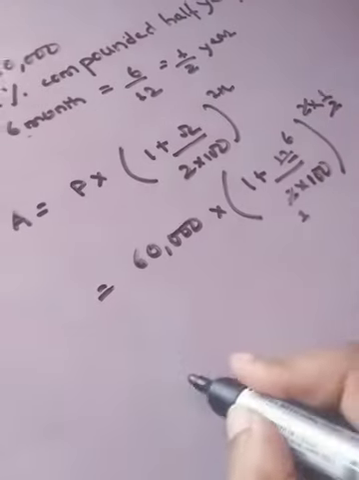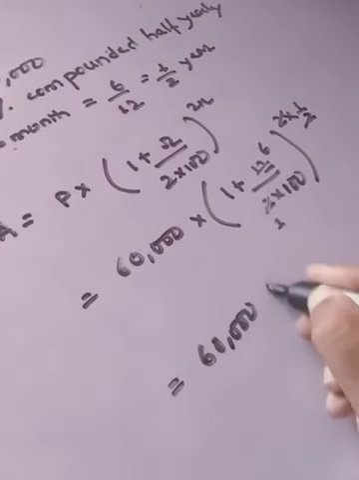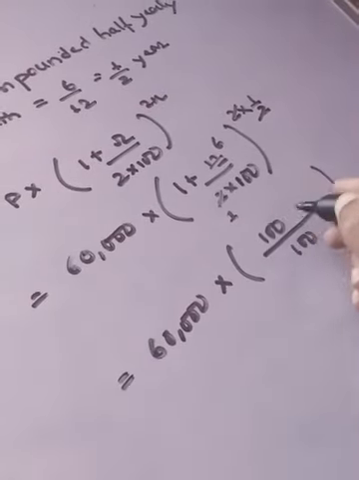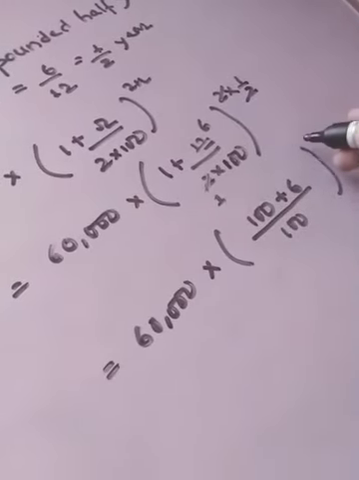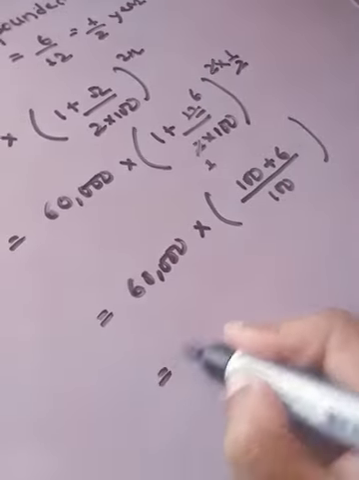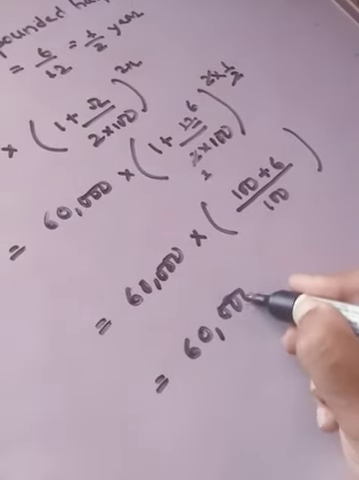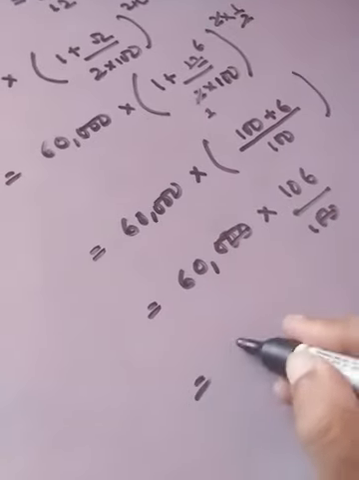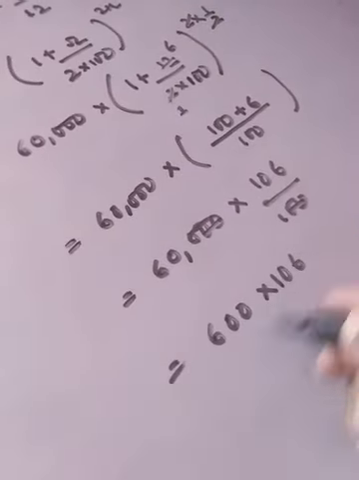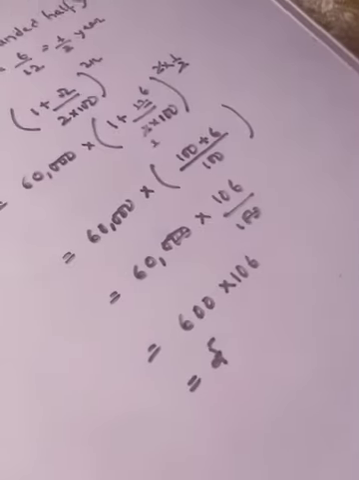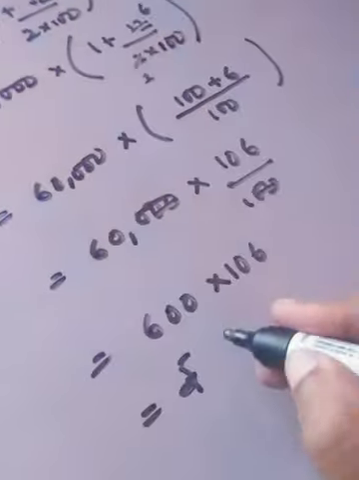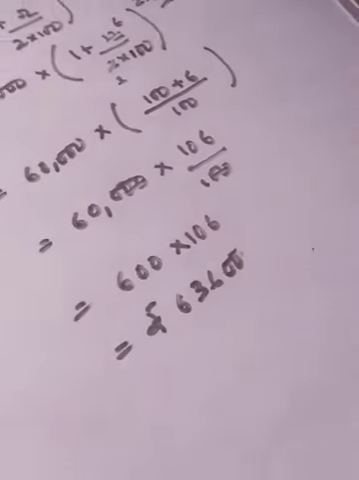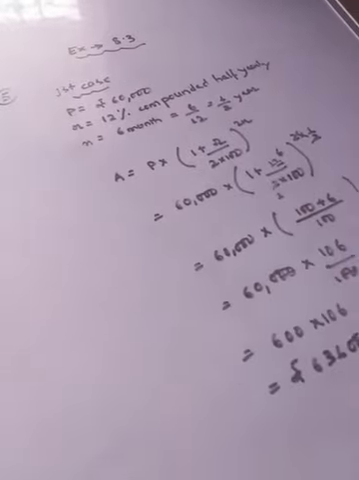Now 2 sixes are 12. Now 60,000 into, we will solve the bracket. 100 is the LCM, so here would be 100 and here would be 6. There is a 1, so we don't write the 1 out here. So 60,000 into 106 by 100, reducing two zeros, the answer will be 600 into 106. Just find the product and you will get the first part answer, which is 63600.